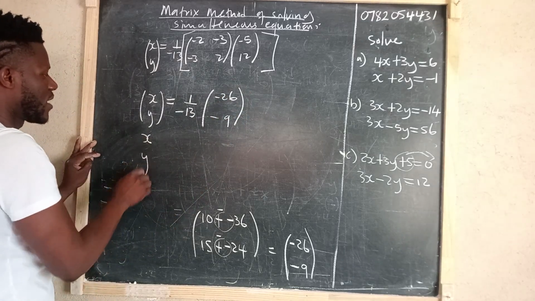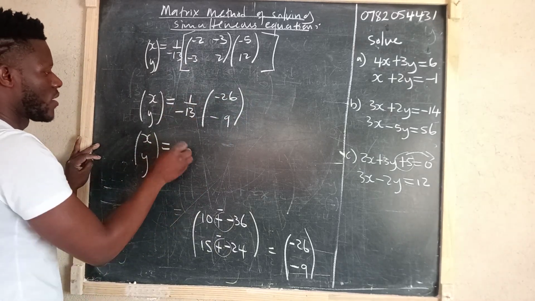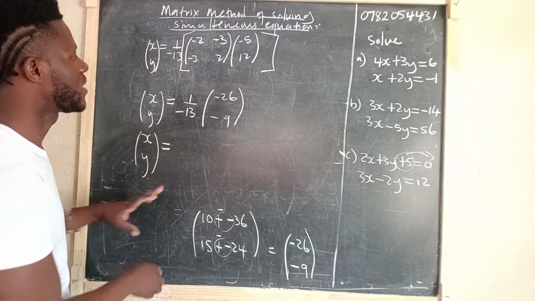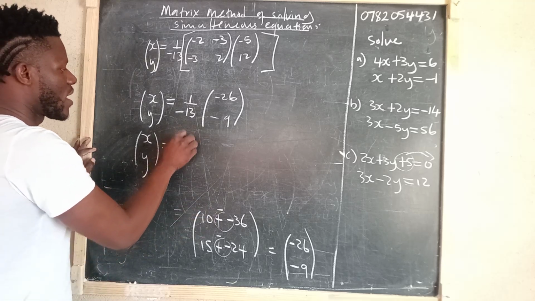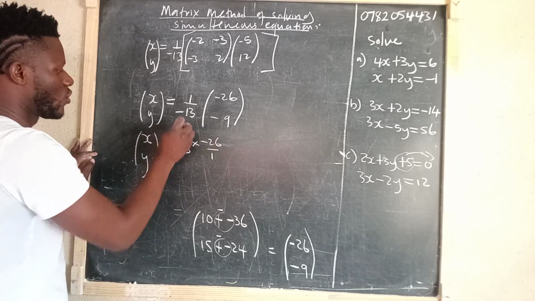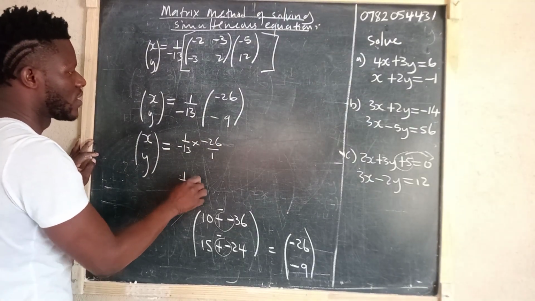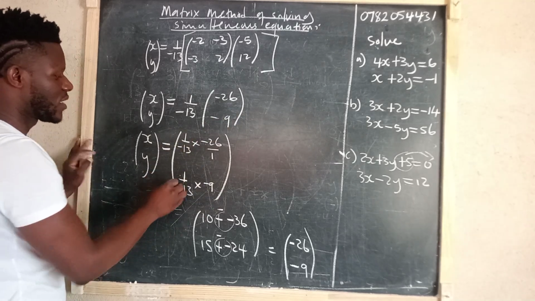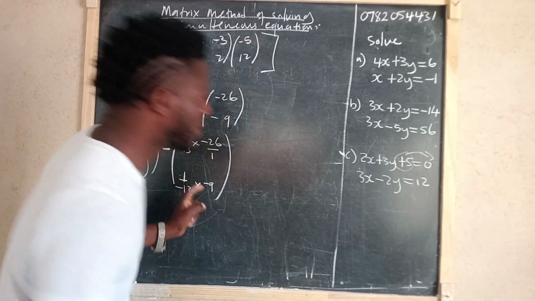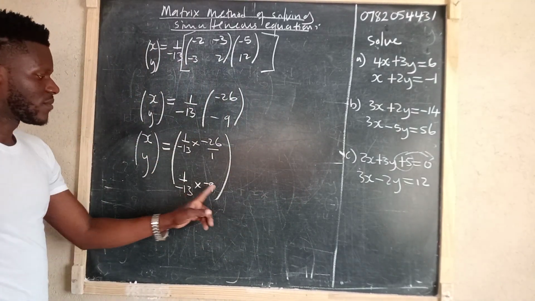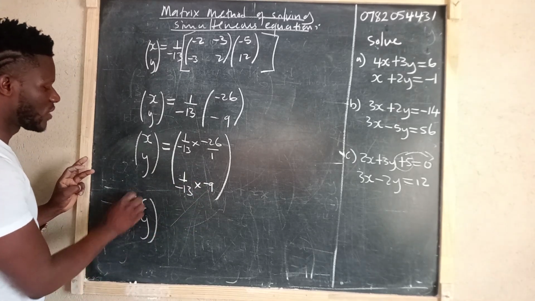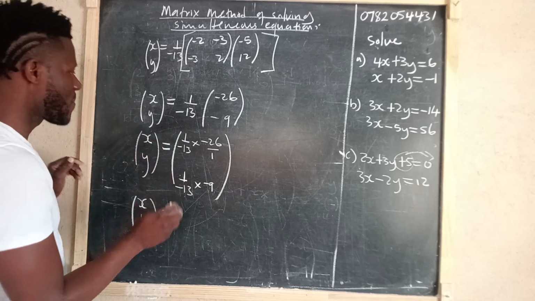Then finally x and y is equal to, this 1 over 13 is a scalar. A scalar must multiply all terms inside the matrix. That is 1 over negative 13 multiplied by negative 26, and also 1 over negative 13 multiplied by negative 9. I suspect that I made a mistake somewhere because we once solved this equation and we got whole numbers, but as I'm checking this one, we get a fractional answer. Otherwise, that's how we use the matrix method. You will trace where I made an error.